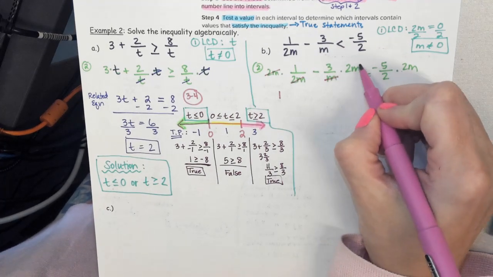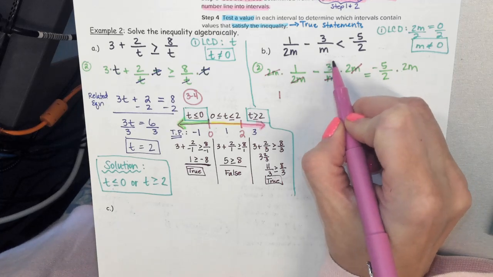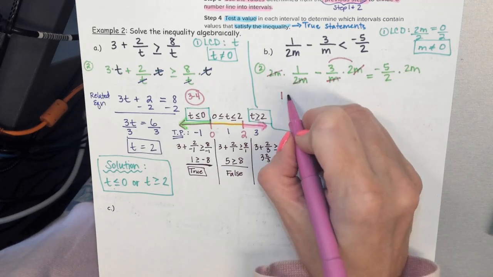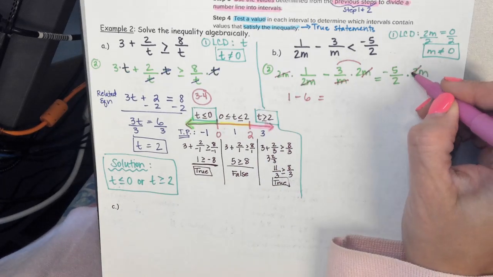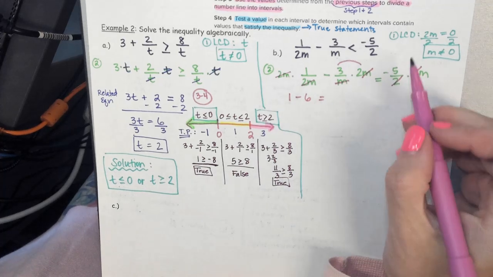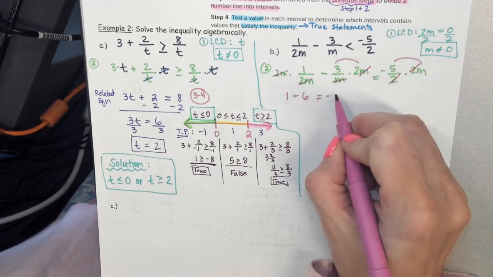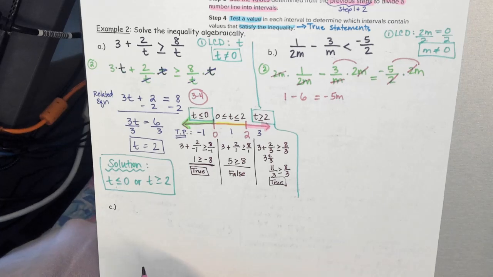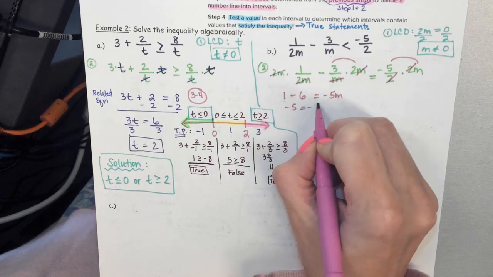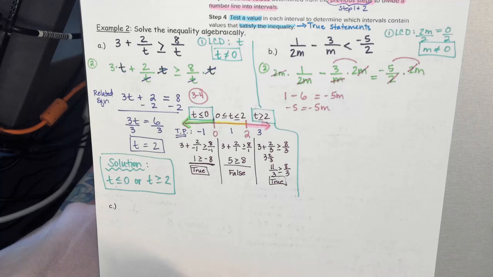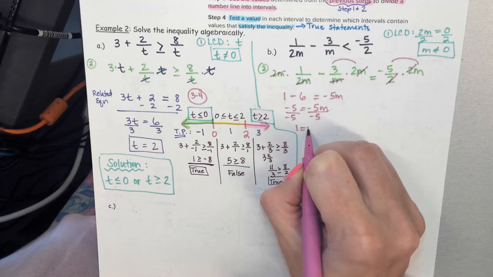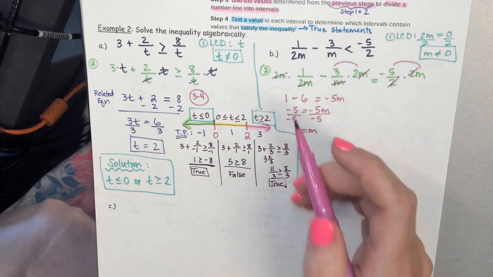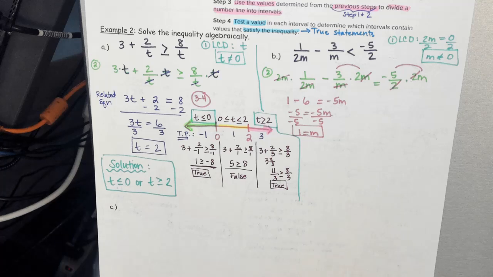Here, m cancels out with m, so you're going to take a negative 3 and multiply it by 2, so this is negative 6 equals, the 2's are going to cancel, so you just have negative 5 times m. Okay, so then you're just going to solve for m here. 1 minus 6 is negative 5, so when you divide by negative 5, you will get positive 1. And now you have those two key values, so you can make your number line.